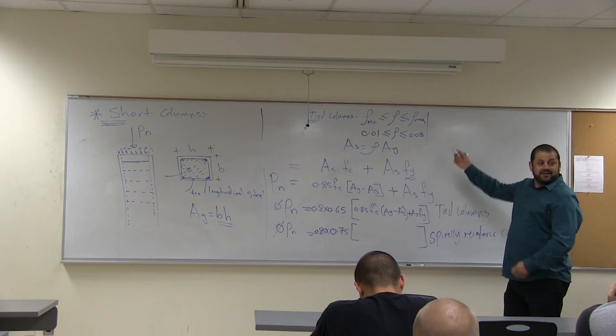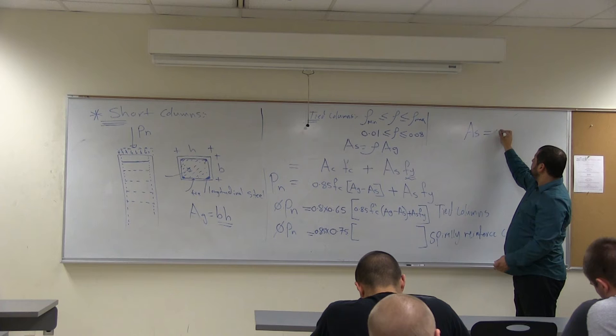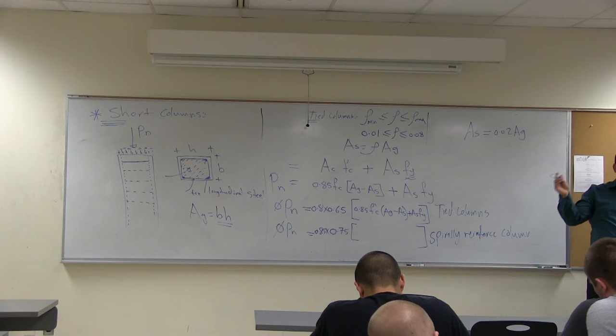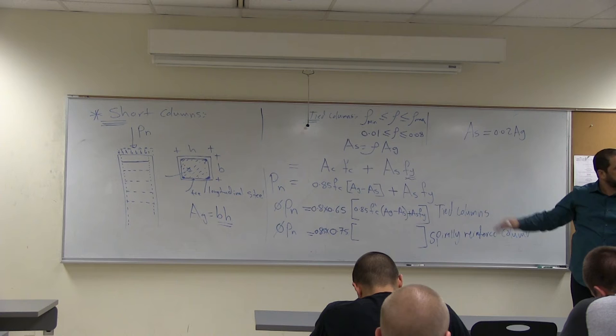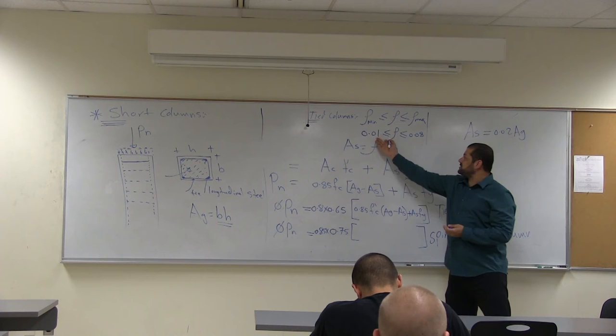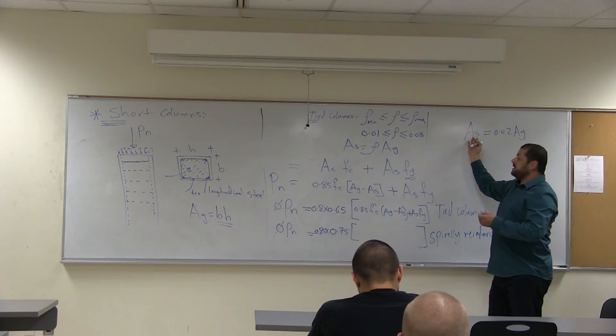So, in other words, AS can be what? You're free. You can use 0.01, that's up to you. You can use 0.03, you can use 0.08, that's up to you. Don't tell me which one to use. I'm telling you, the code is allowing you to use this or that, or anything between them. Okay? But what I'm saying is now we have a relationship between AS and A gross.